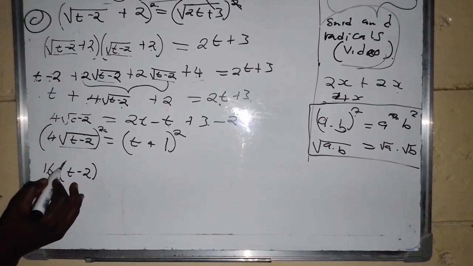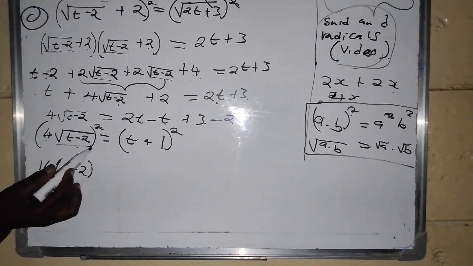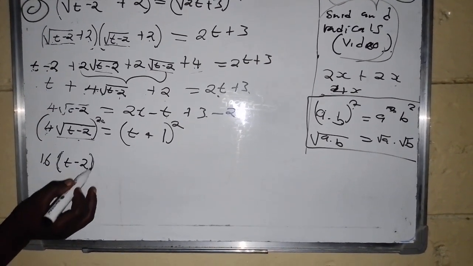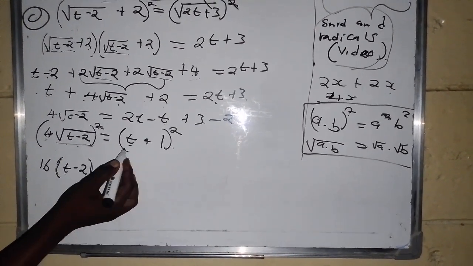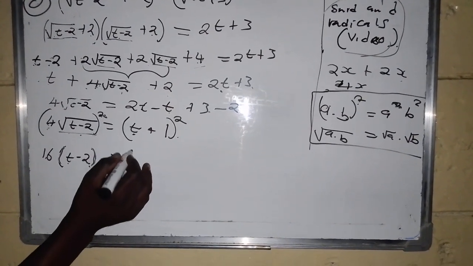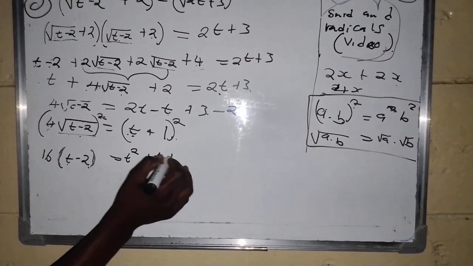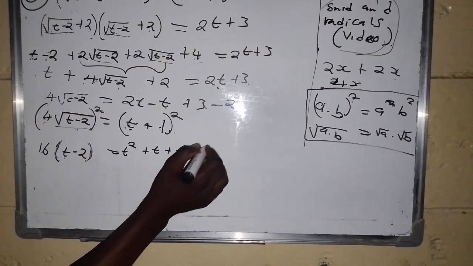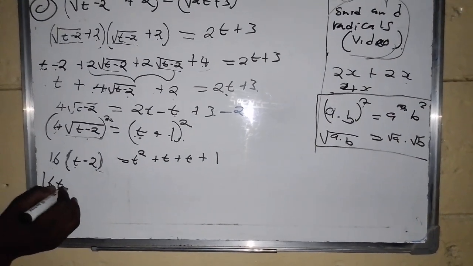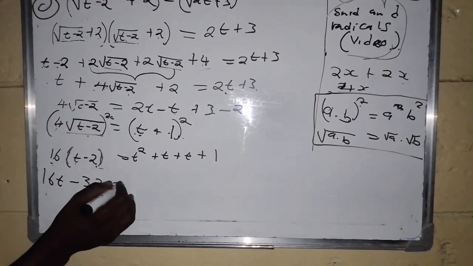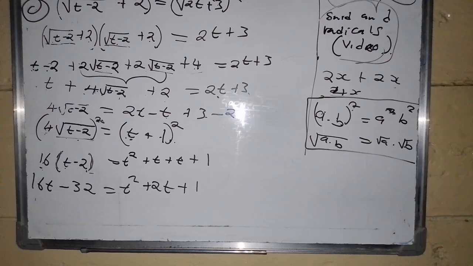Remember, what have I done? I've indicated this is a bracket. It is a multiplication. So this 4 multiplied by the outcome of this is multiplied by t minus 2, to be equal to, this is squared, broken down, t times t, I'm going to have t squared, t times 1, I'm going to have positive t, 1 times t, I'm going to have positive t, 1 times 1, I'm going to have 1. And breaking these brackets, I'm going to have 16t minus 32 to be equal to t squared plus 2t plus 1. So I'm sure you can relate what is happening here.